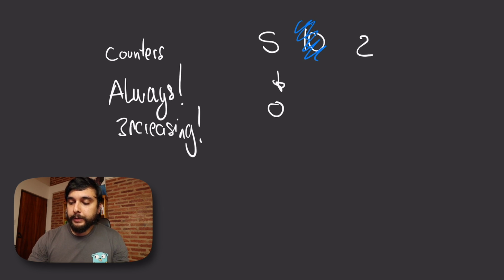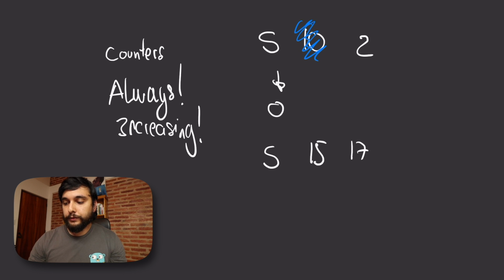But if you're always increasing your counter, let's say that you push a 5 and then you make 10 sales and then you push 15. And then you make 2 more sales and then you push 17. All right, what happens if you lose this?